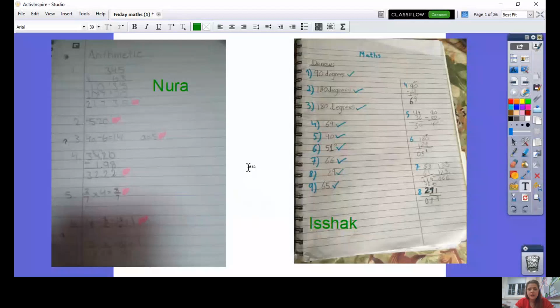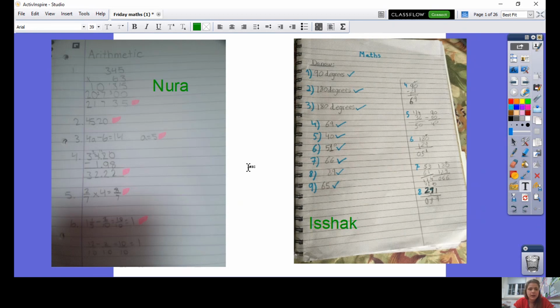I'm really impressed with everyone's maths work this week, and today we're going to continue finding missing angles, but this time we're going to be focusing on scalene triangles. Before we go any further though, I just want to share two fantastic pieces of work that I found on Seesaw.